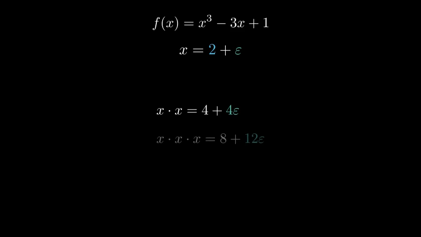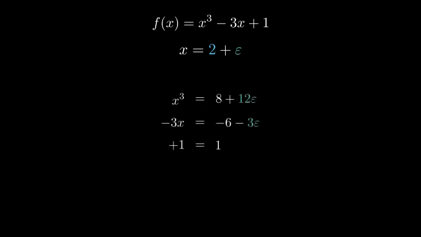Multiply once more by x to reach x cubed. 4 plus 4 epsilon times 2 plus epsilon gives 8 plus 12 epsilon. Notice that the epsilon part, 12, has been tracking the slope the whole way. Next, minus 3x is minus 3 times 2 plus epsilon, which is minus 6, minus 3 epsilon. And plus 1 is just 1, with no epsilon part at all.